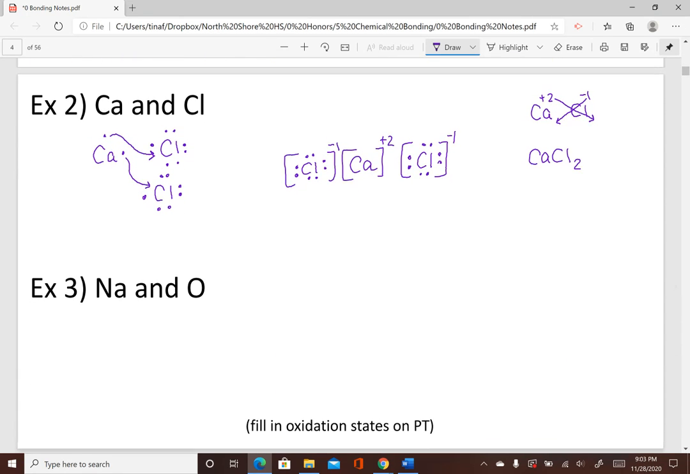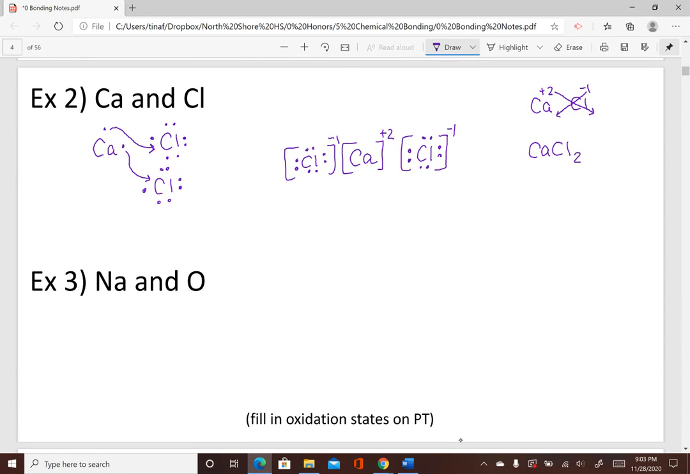All right, let's try it with this one. I have sodium and oxygen. If you look up the charges, you have a +1 and a -2. What happens when you crisscross? You need 2 sodiums and 1 oxygen. So let's check to see if that's right. Sodium has 1, oxygen has 1, 2, 3, 4, 5, 6.